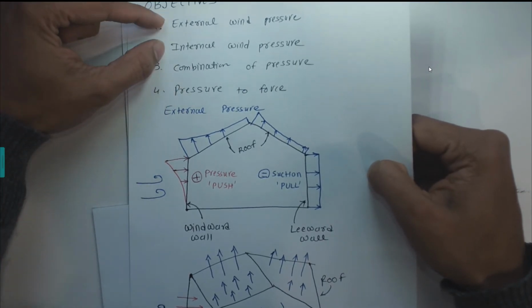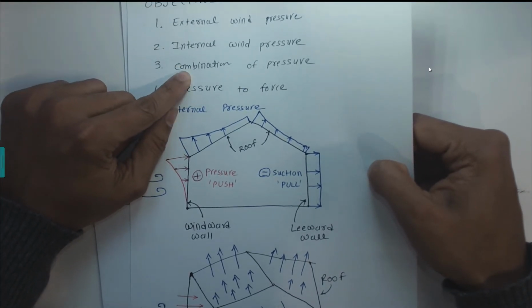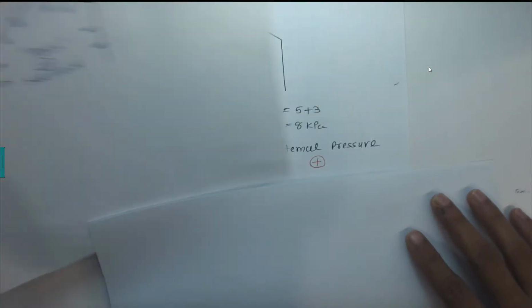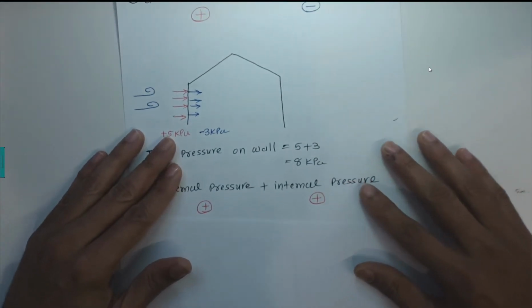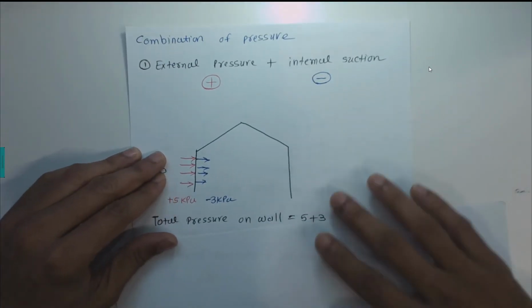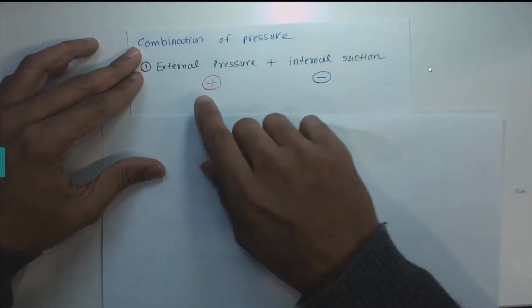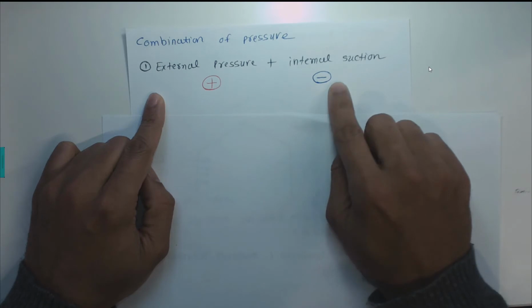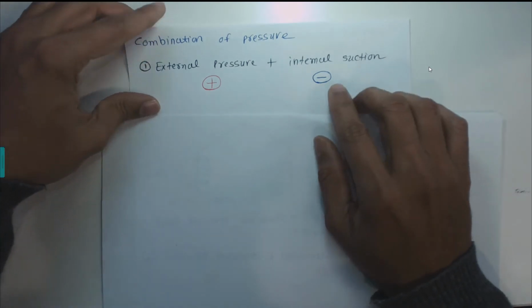Now we're going to combine both to see the combination of internal and external wind pressures. For that, we are going to take 4 cases of combinations of pressures. Case number 1: the external pressure is positive and the internal pressure is negative.